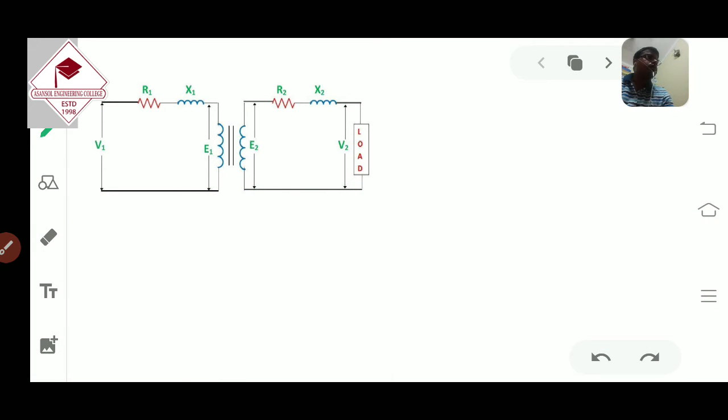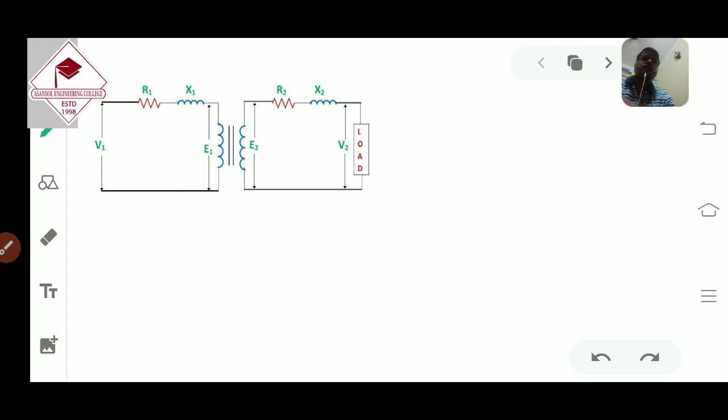Dear students, in last class we learned how to find the equivalent circuit of a practical transformer. Today we will cover how to find the voltage regulation of a transformer, and the next topic is the polarity test of transformer. So let us first understand what is voltage regulation.